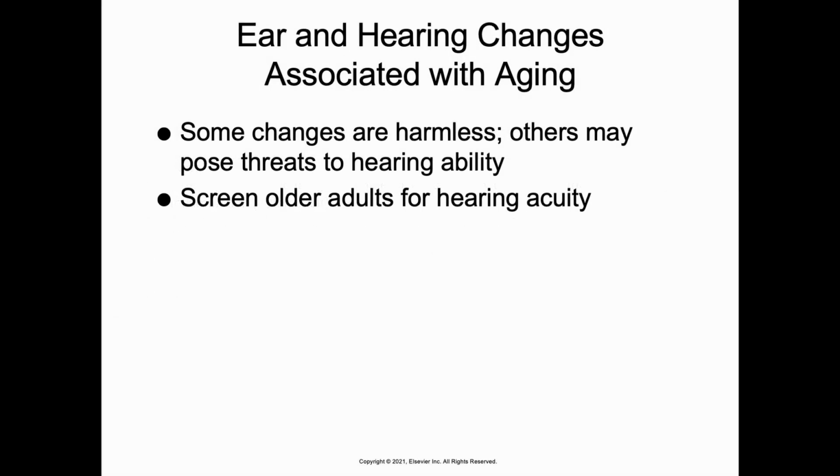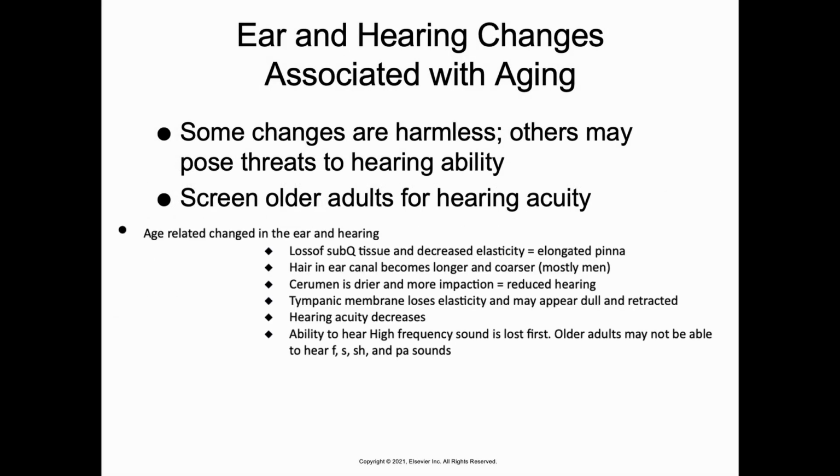Ear and hearing changes associated with aging. So some changes are harmless, others may be a threat. As somebody gets older, their hearing starts to go. Not all the time, but I feel like they become selective hearing. They hear what they want to hear, and then the family's putting hearing aids on them.